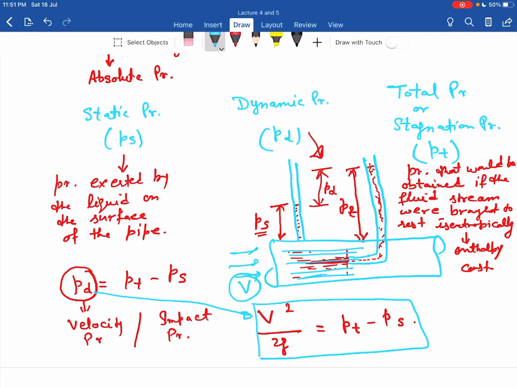This relation we use for determining the velocity of a layer within a pipeline. In your lab we have one experiment with the help of that setup, where we can measure the velocity of different layers. Accordingly we can see the velocity profile at different sections, so you can see vertically how this velocity varies.